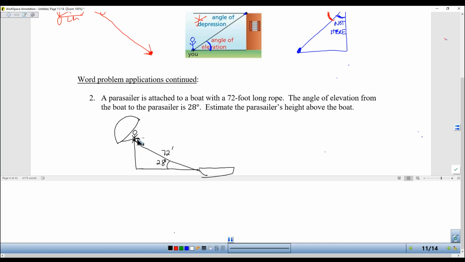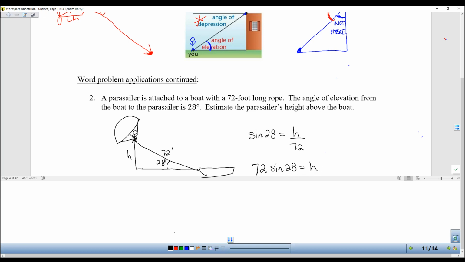So, I know he's not even attached to this thing, right? Let's attach him to his parachute. So how high is he above the water? I know the hypotenuse, and I want to know opposite. So I look at my chart and I say opposite and hypotenuse are sine. So sine of 28 is opposite side over hypotenuse. So I clear my fraction. I multiply both sides by 72.